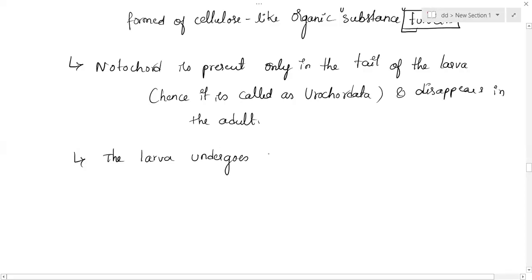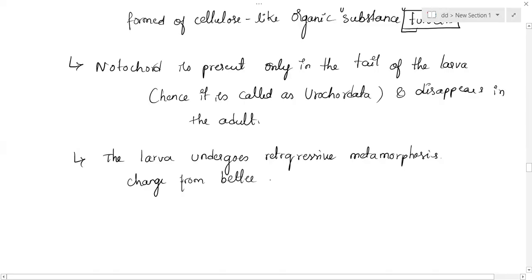Undergoes retrogressive metamorphosis, that means change from a better-developed larva to a less developed adult.